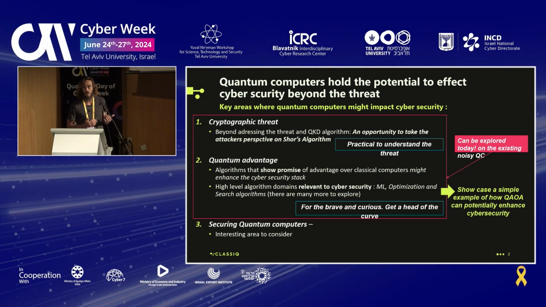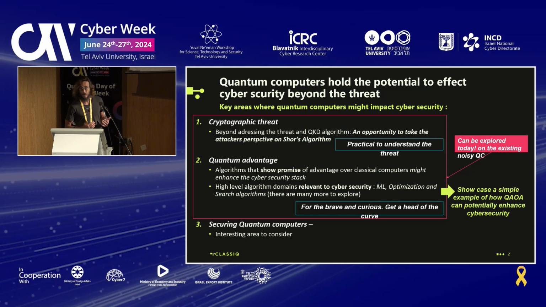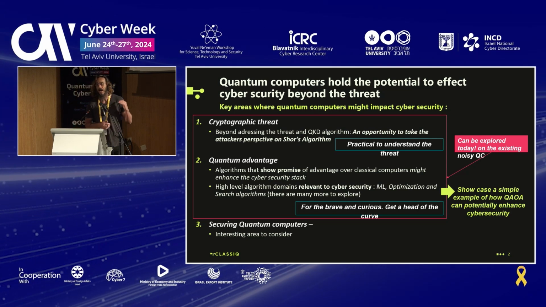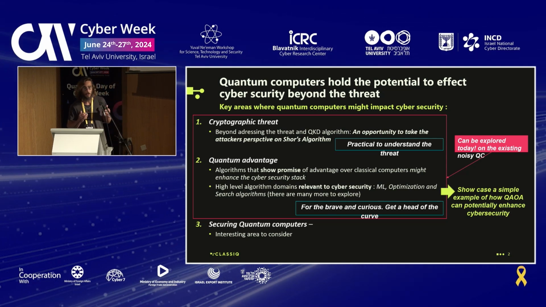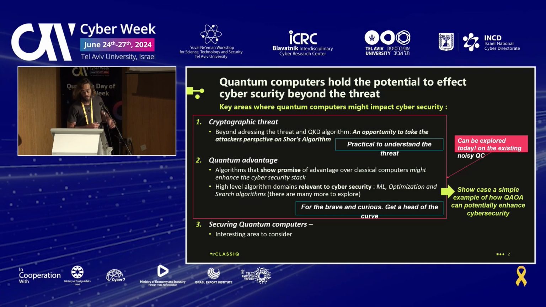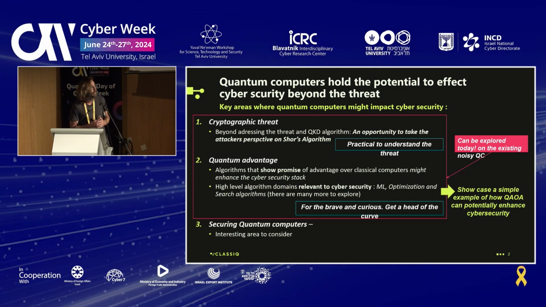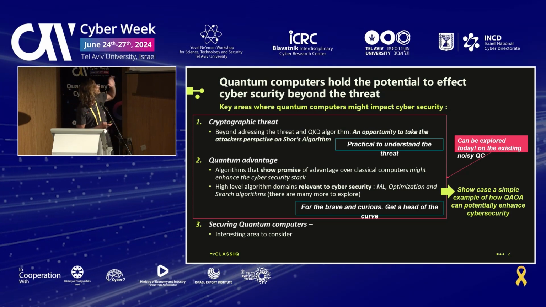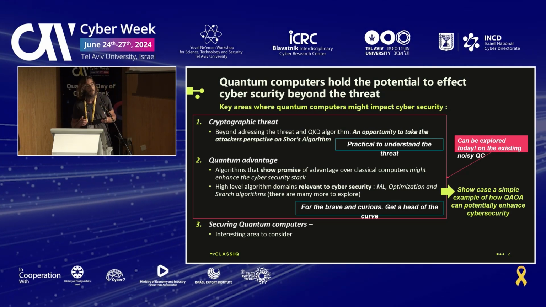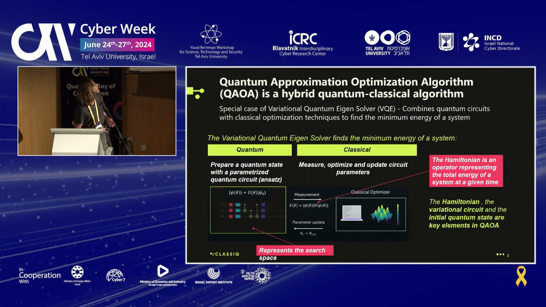Number two are the quantum algorithms themselves. There's literally a zoo of quantum algorithms out there. Some of them show real promise and are relevant to cybersecurity. So if you want to get ahead of the curve within the cybersecurity domain, these are algorithms that you can run on today's noisy computers, and we'll go into that. And thirdly, securing quantum computers. That's also an interesting thing to explore. But today, I want to focus on number 2, and showcase a simple example of how the optimization algorithm QAOA can potentially enhance cybersecurity.